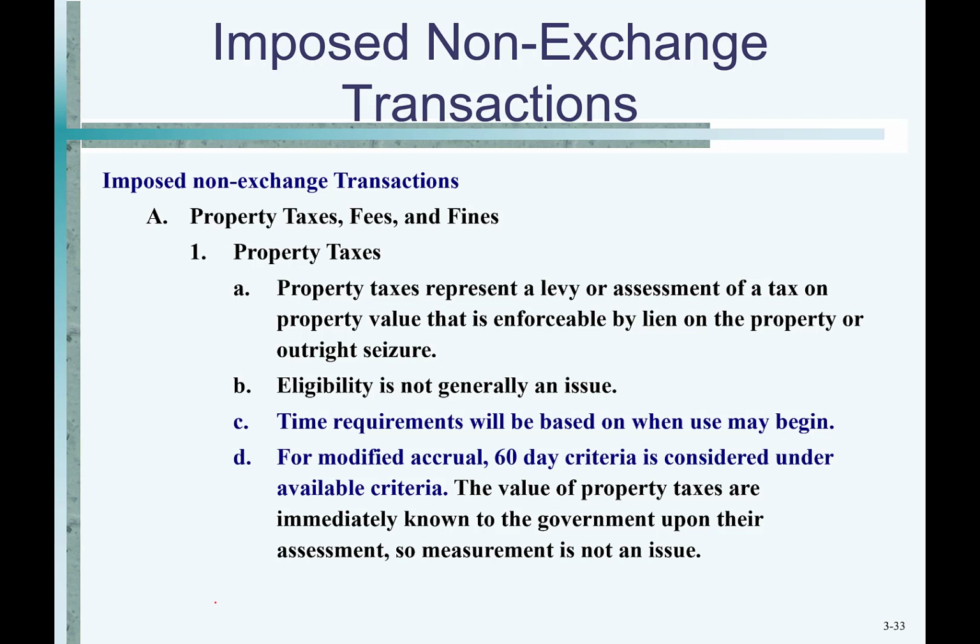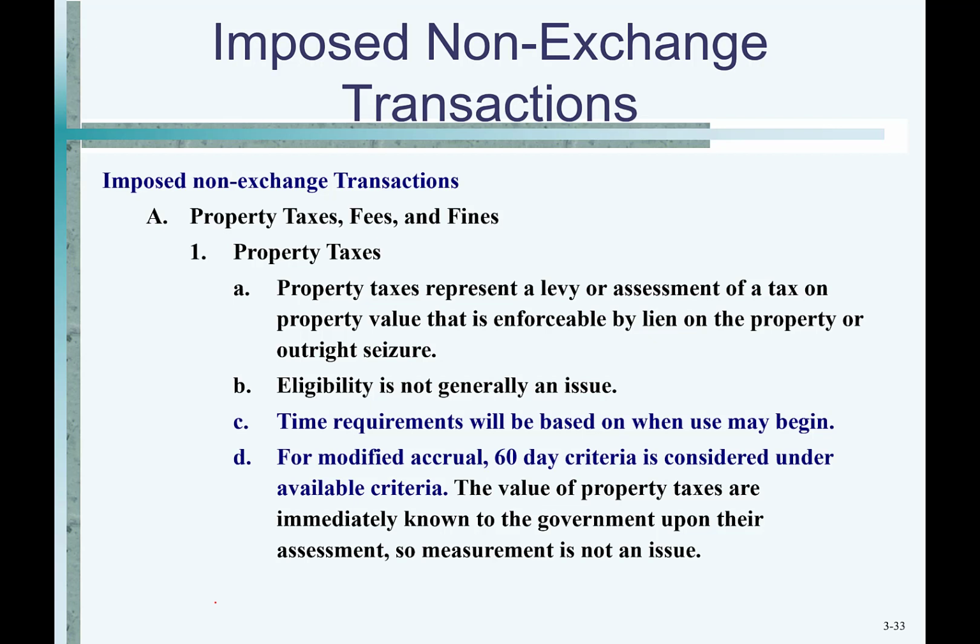So what happens? I mail out my tax bills at the end of 2019. I mail them out, say, in October 2019. And those taxes are to be used in 2020. May use begin in 2019? The money is to be used in 2020. I mail the tax bills out in 2019. May use begin in 2020?